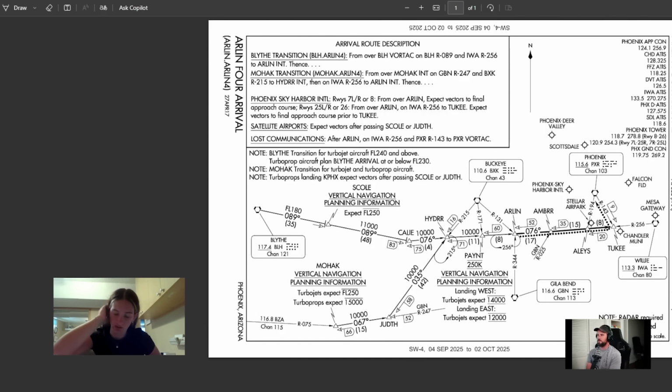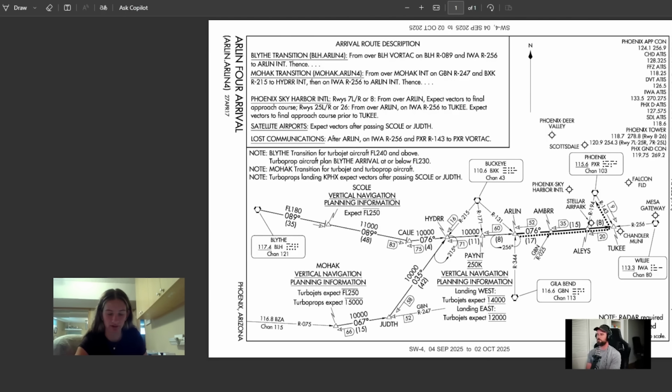Awesome. So let's say we got a clearance, and the clearance was cleared via the Blythe 4, proceed direct Blythe. We're currently at 8,000 feet. How would you brief this arrival procedure? So we were cleared via the... Sorry, just say it one more time. Cleared via the Arlen 4, direct Blythe transition.